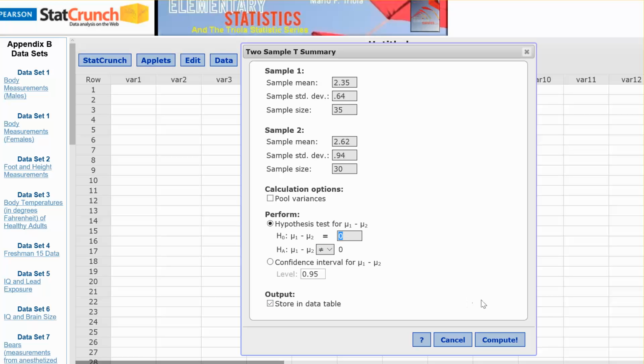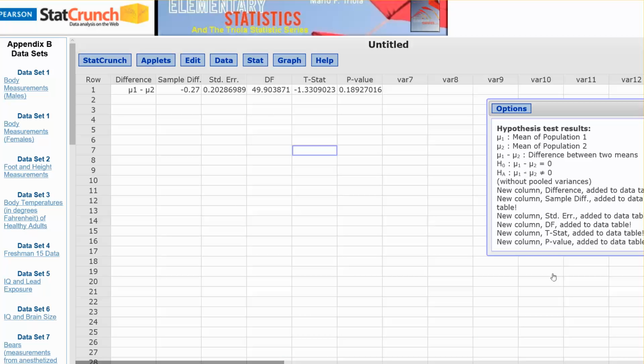And looking at this row up here in my table, you can see the t-stat is negative 1.33. That's exactly what we calculated by hand. There's our p-value, 0.18927. So that's going to be our answer for the p-value. Now, let's say I want to do the confidence interval test.